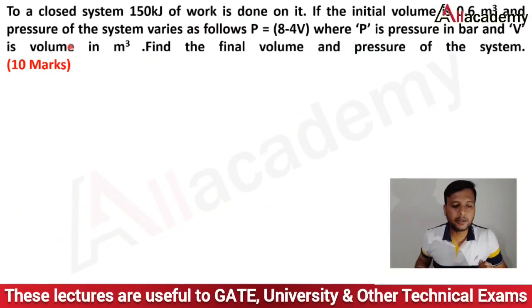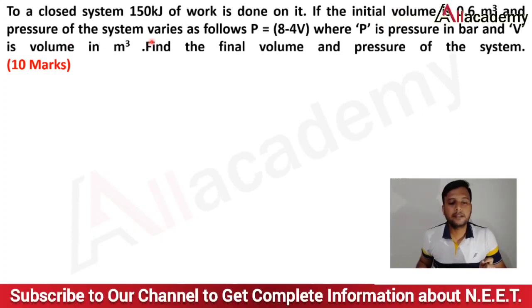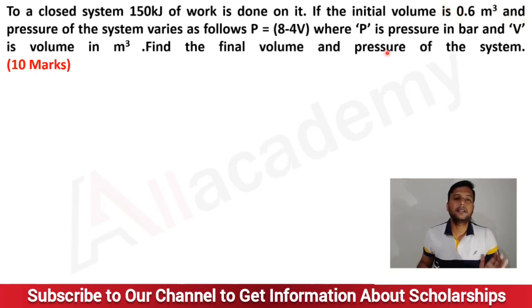The first problem statement is: to a closed system, 150 kilojoules of work is done on it. If the initial volume is 0.6 meter cube and the pressure of the system is as follows, P is equal to 8 minus 4V, where P is the pressure in bars and V is the volume in meter cube. Find the final volume and pressure of the system.